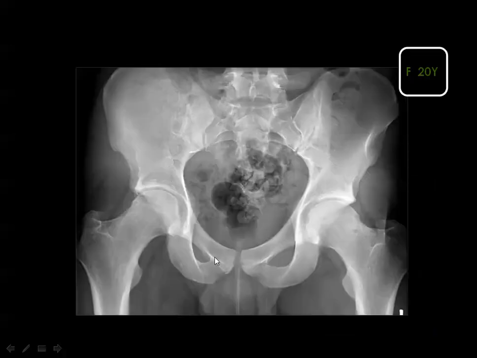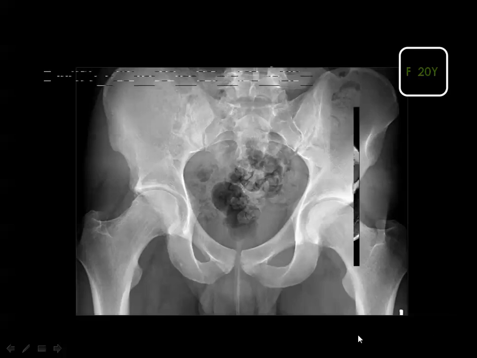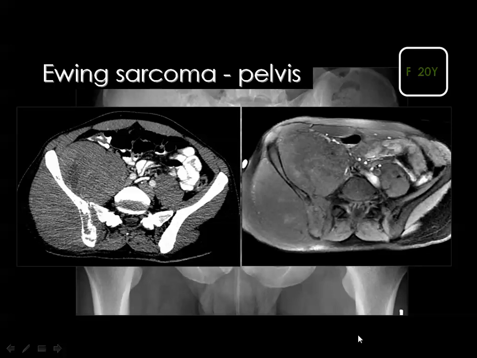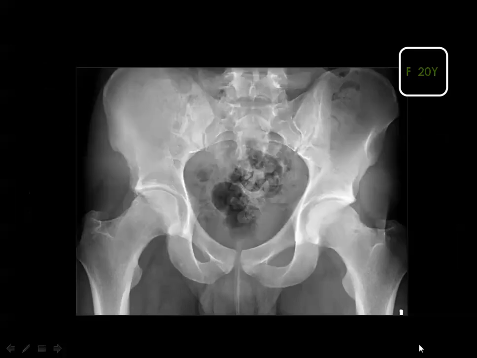Then here in the pelvis, and what do you think? Do you think that the lesion is on the left or here or on the right? Okay, let us look at the CT and MRI. The lesion is involving the iliac bone on the right side. Go back to the plain X-ray. This is the iliac bone, and this is the left iliac bone.